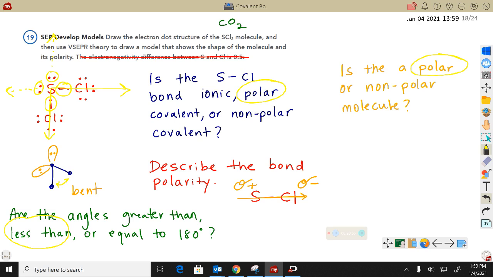Holy cow, that's a lot. But that's what you could see on the summative. They could give you a structure and have you draw it and answer all these kinds of questions in reference to that initial molecule that you drew. Okay, now in a nutshell, do you want to know how to make this polar, non-polar molecule stuff kind of easy?